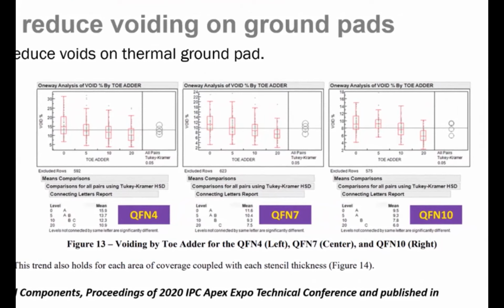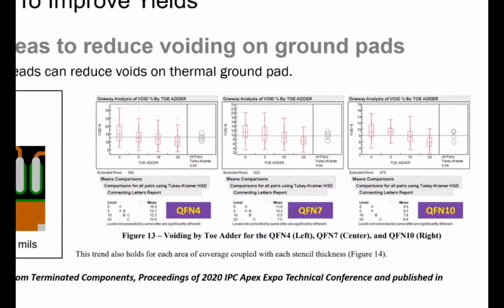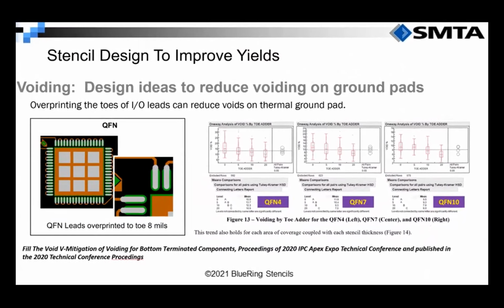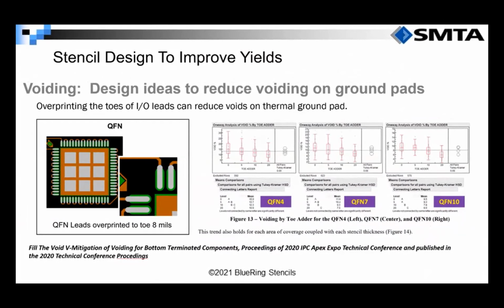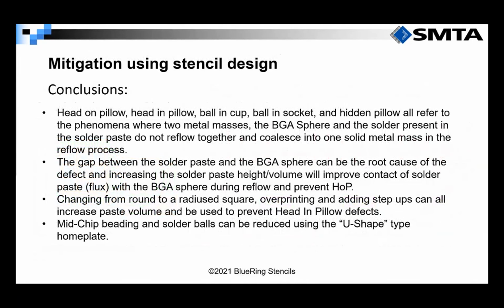I just know that we were able to see this in our data, and there was another paper presented at the same conference showing those same results. So this is another tool in our belt when we have to really work with customers to reduce voiding on bottom terminated components. Okay, so let's recap.